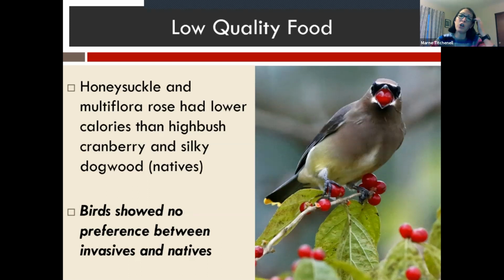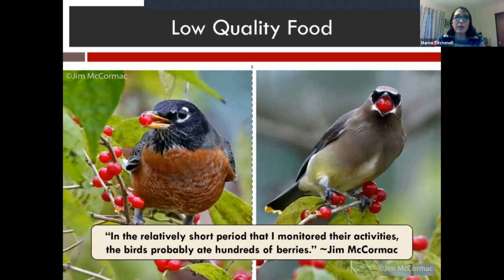Unfortunately, the birds are showing no preference between our non-native invasive plants and our natives. And so because these birds are eating them indiscriminately, of course, they're eating a lower quality food, which is bad for them, but they're dispersing them across the landscape.